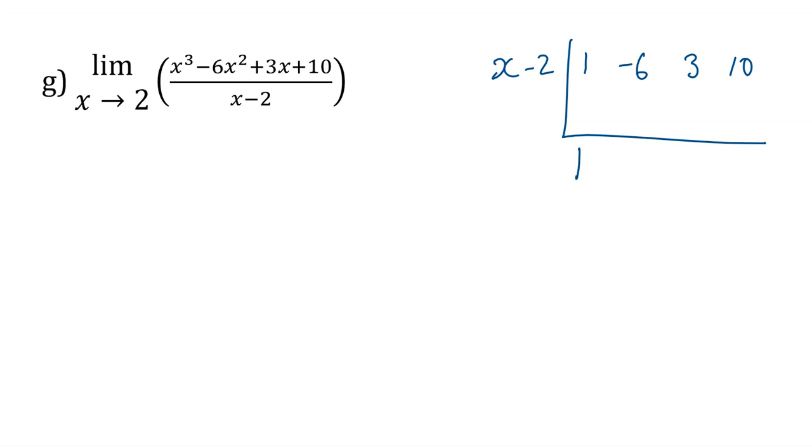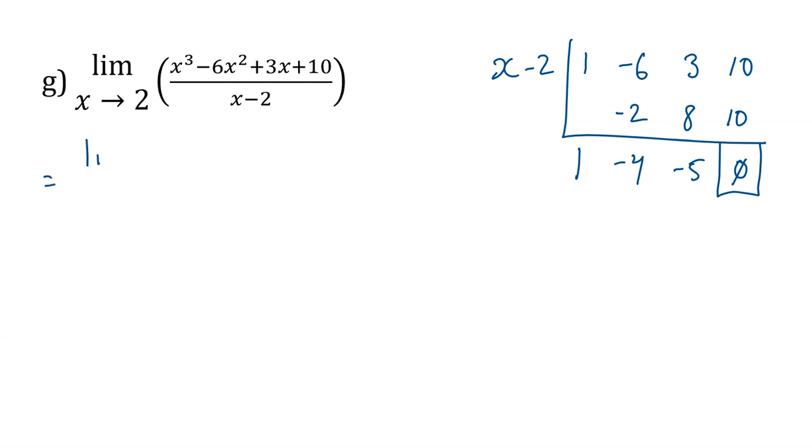So I bring the 1 down, get a negative 2. Negative 6 minus negative 2 is negative 4. Negative 4 times negative 2 is 8. 3 minus 8 is negative 5. Negative 5 times negative 2 is positive 10. Subtract, I get 0. There's my remainder. So sure enough, x minus 2 is a factor.